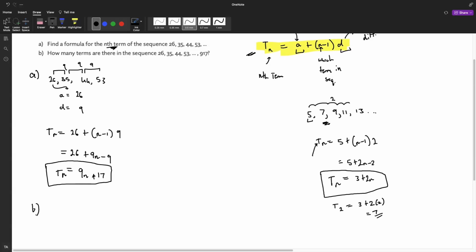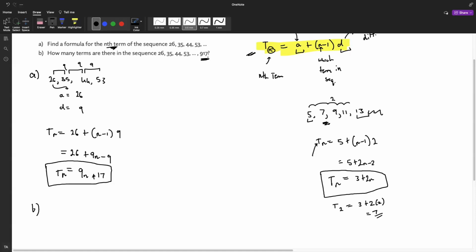Now in B, we're going to do a bit of rearranging, because now it's asking us to find how many terms there are in the sequence. So we need to find what n is. And what we do in these situations is we use this last value as our Tn, because the last value is going to be how many terms there are. For example, in this sequence, let's say it ends at 13, then T5 is going to equal 13.